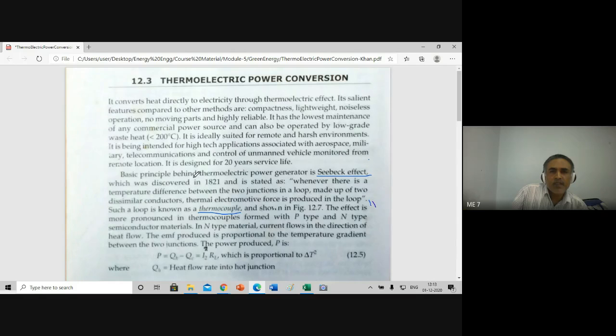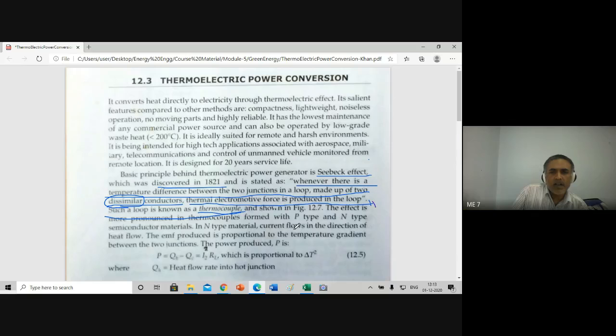It was discovered in 1821 by a German scientist. What does it say? Whenever there is a temperature difference between the two junctions in a loop made up of two dissimilar conductors, look at this, this is very important, dissimilar conductors, a thermal electromotive force is produced in the loop. Such a loop is known as a thermocouple.